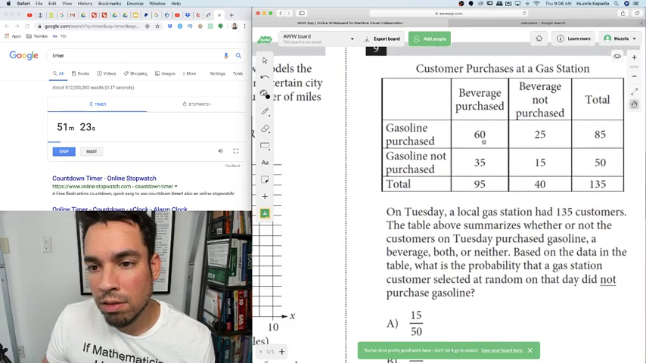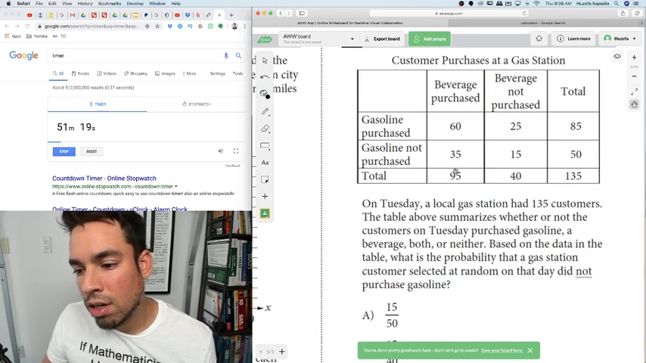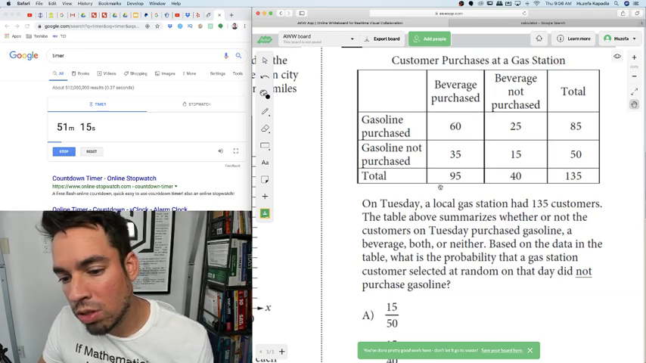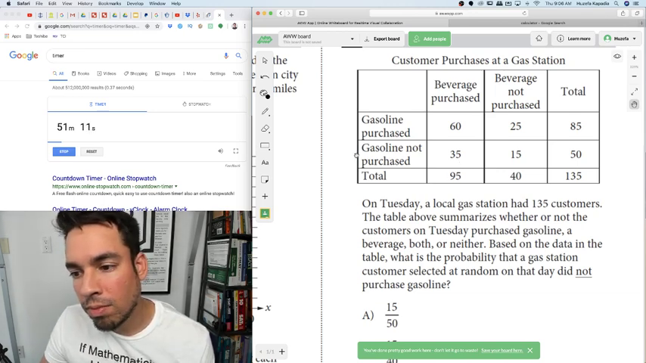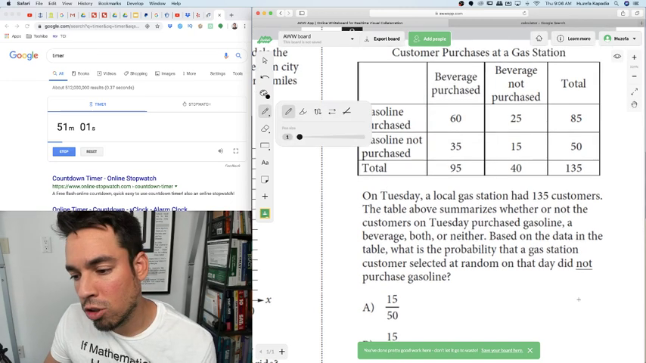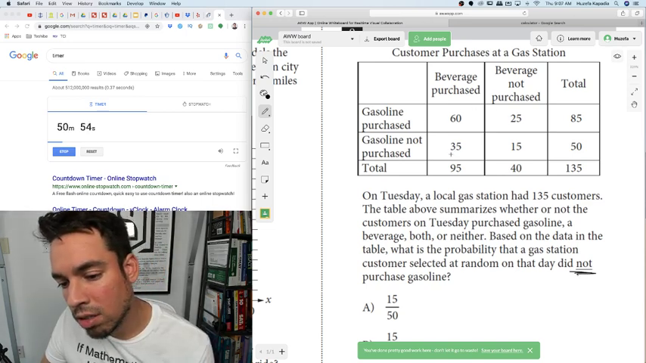Customer purchase. On Tuesday, local gas stations had 135 customers. The table below summarizes whether or not the customers on Tuesday purchased gasoline, beverage, both, or neither. Based on the data, what is the probability that a gas station customer selected at random on that day did not purchase gasoline?